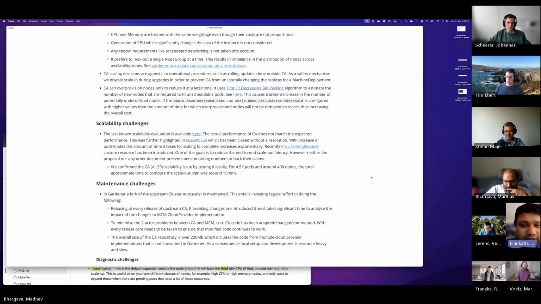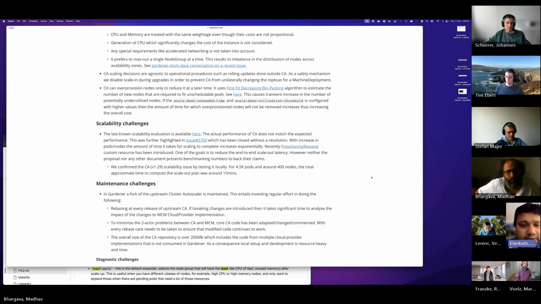Okay. And to address this, of course, the CA folks already recognize this. Recently, they introduced a provisioning request custom resource to reduce the end-to-end scale-out latency, so that you can consider a huge bunch of pods at a time and run analysis for scaling for those pods. However, they don't have any benchmarks for this new provisioning request custom resource. And we have seen this is also a bit of an unstable feature. There have been several bug fixes over the last minor versions of the CA for provisioning requests. If you look at 1.31, you'll see several bug tickets for provisioning requests. So it's still an unstable feature which is going through the bug fixing process before it stabilizes.